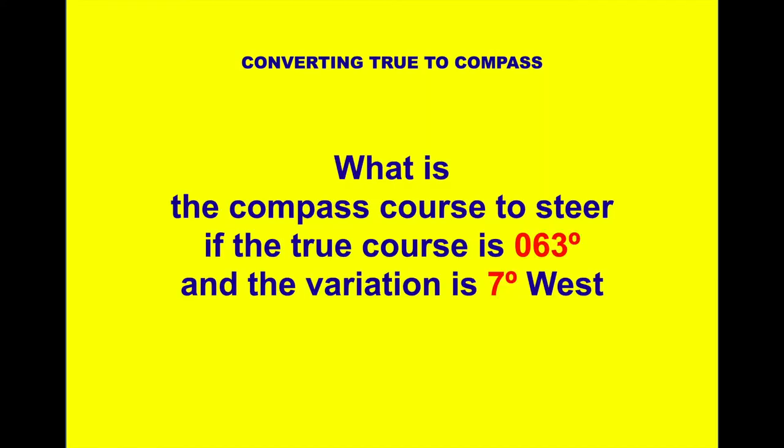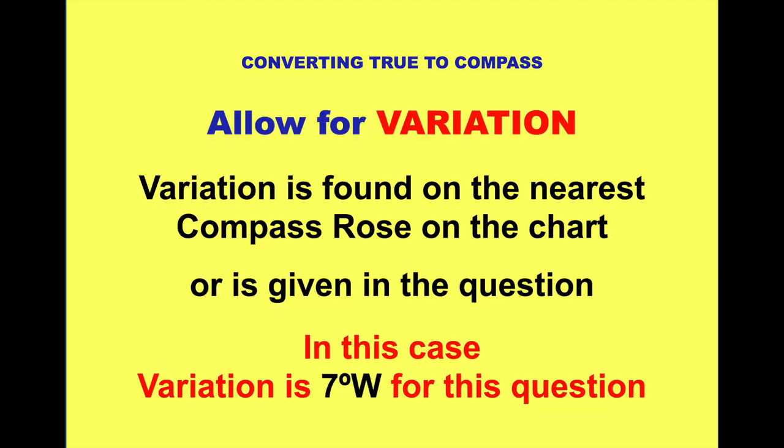So, what is the compass course to steer if the true course is 063 and the variation is 7 degrees west? So, we just drew our TVMDC, CADET, compass to true, add east. Simply fill in the numbers. So, converting from true to compass, allow for variation. Variation is found at the nearest compass rose on the chart, or it's given in the question. A lot of the RWA exercises will have it given in the question. In this case, variation is 7 degrees west.